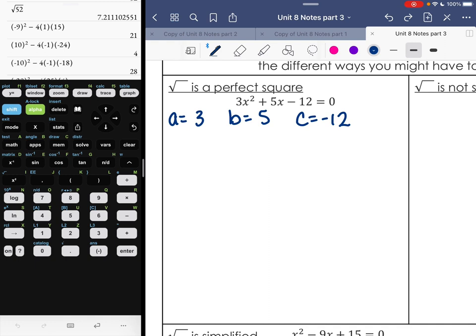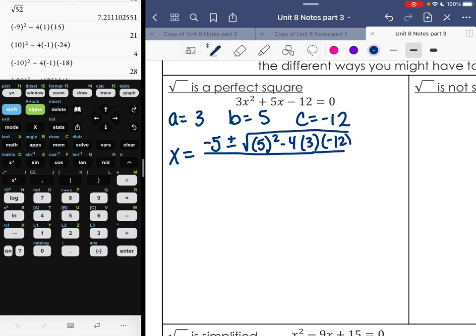It's also going to make it harder to factor. So this is a perfect example of why we have the quadratic formula. Then we're going to substitute these into our formula. So the formula starts negative b plus or minus the square root. And then inside the square root, you're going to have b squared minus 4 times a times c.